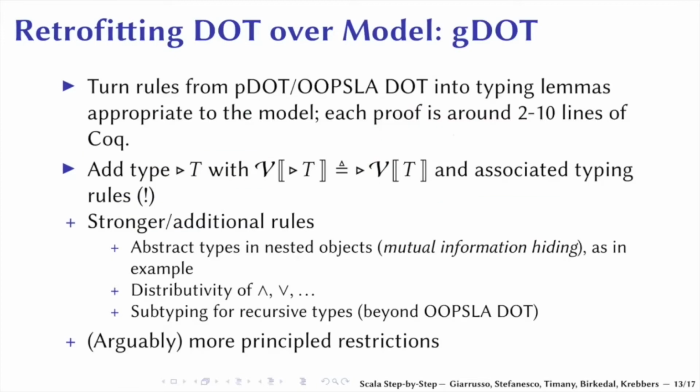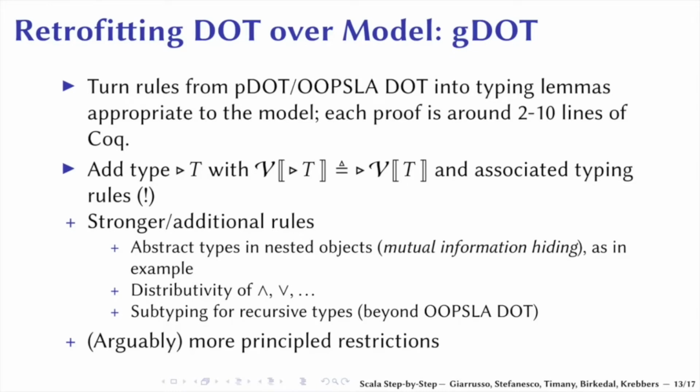At this point, we can retrofit DOT over this model, obtaining G DOT. So we turn rules from pDOT and upsilon DOT into typing lemmas appropriate to the model. Each proof is around 2 to 10 lines of code. We add a type later T reflecting the later modality and associated typing rules.